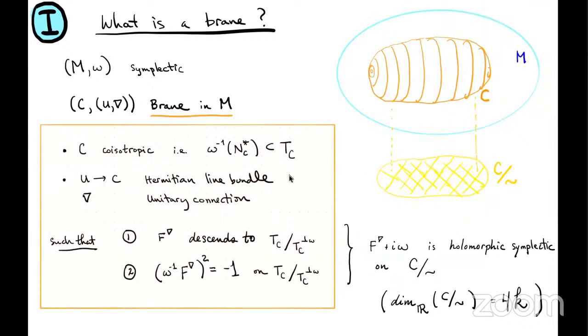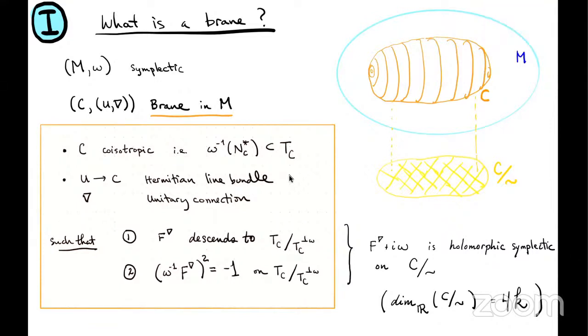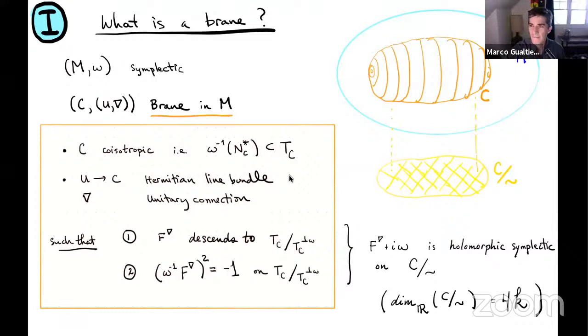Hi, Marco. Louder. Is the integrability of the complex structure automatic? It's automatic, coming from the fact that both F and omega are closed. I see. Is this a particular kind of brane, or is this the most general? This is the most general brane. Okay, thank you. For the A model. I'll get to that in a moment.